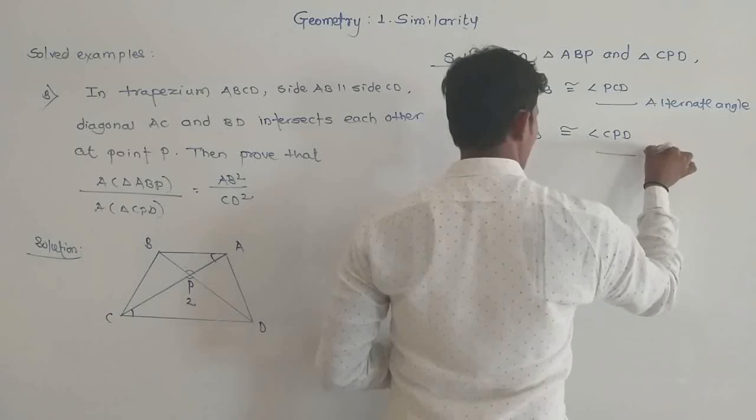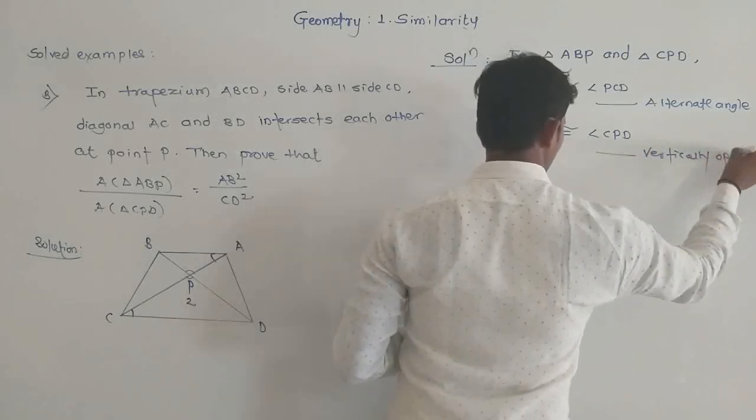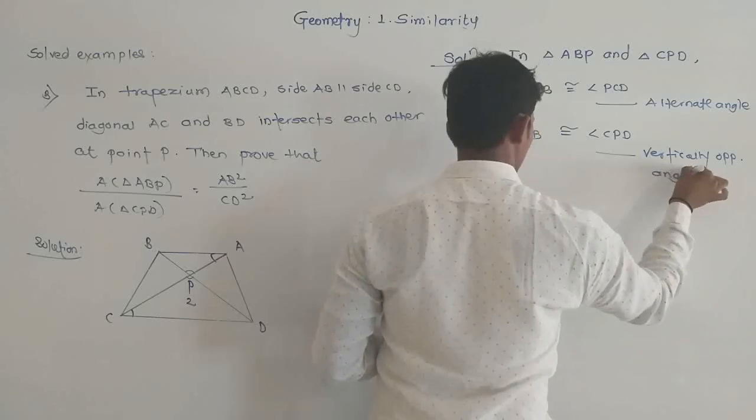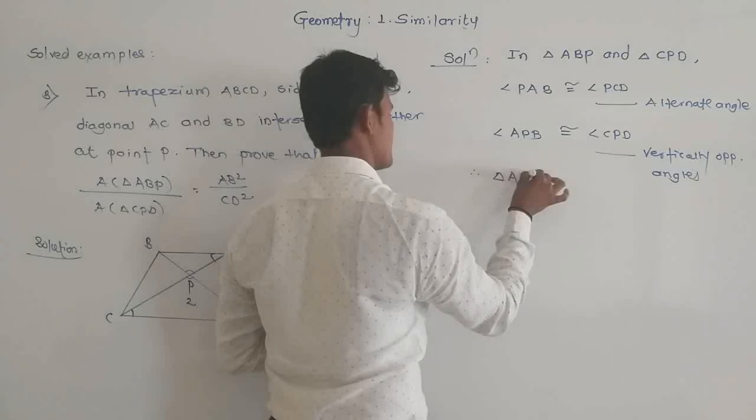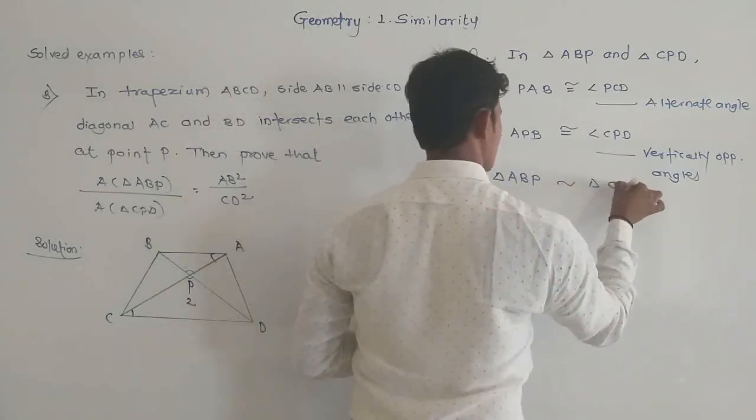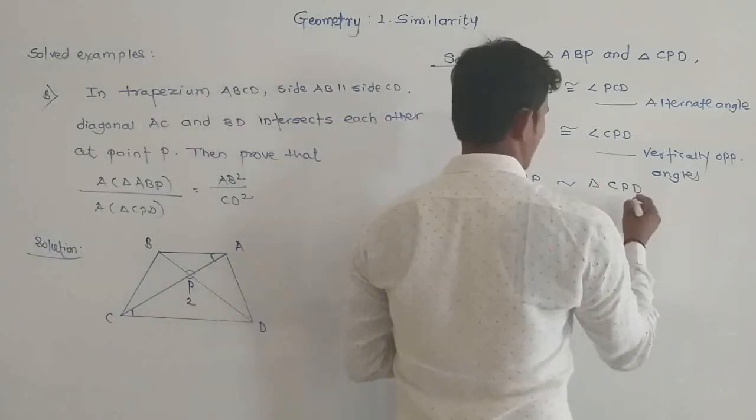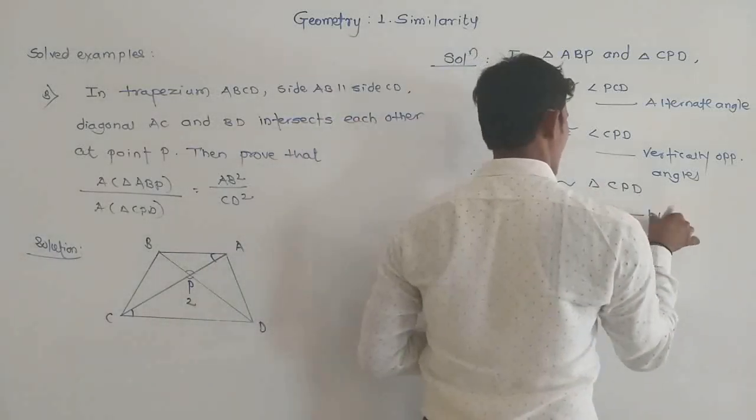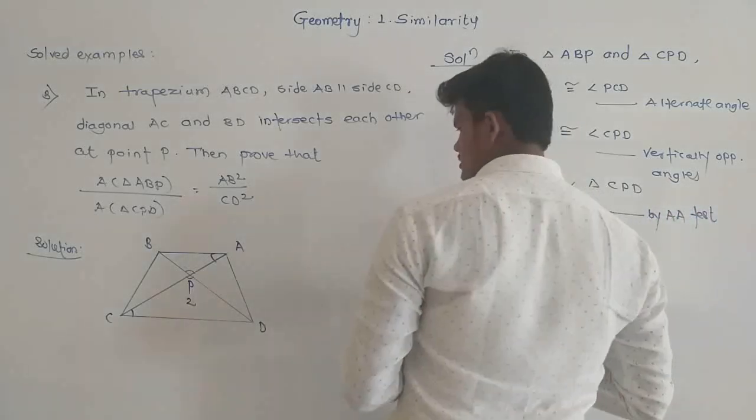They are vertically opposite angles, and vertically opposite angles are congruent. So here both the triangles, triangle ABP similar to triangle CPD, are similar by using angle test of similarity.